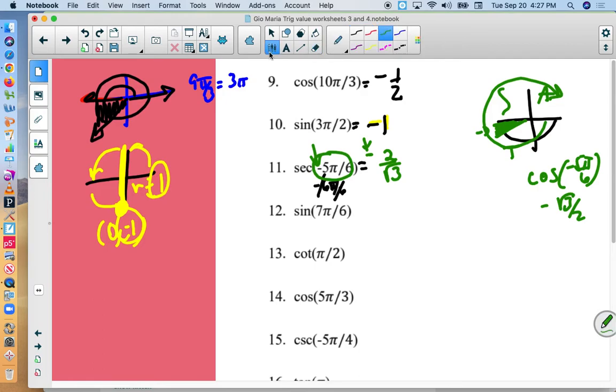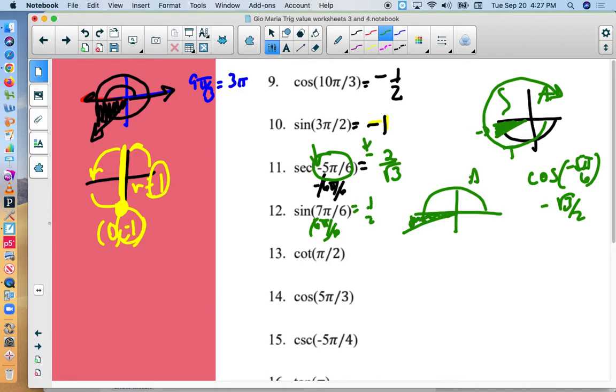Closest multiple of 6. You'll learn to do this in your head. 6 pi over 6 is pi. 7 pi over 6 is 30 degrees past it. Sine of 30 degrees is 1/2. All students take. I'm in the third quadrant, so it's negative. Again, you'll start to get better and better at this.